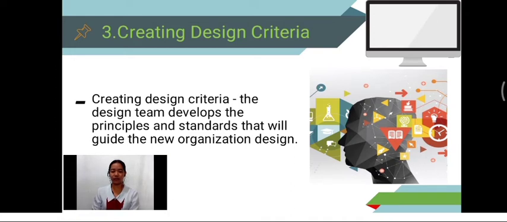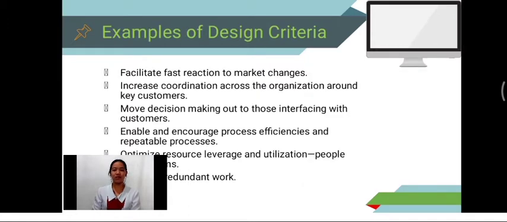And here is an example of a design criteria. We can see it is action-oriented, specific and measurable, future-oriented, and linked to creating a strategic advantage.